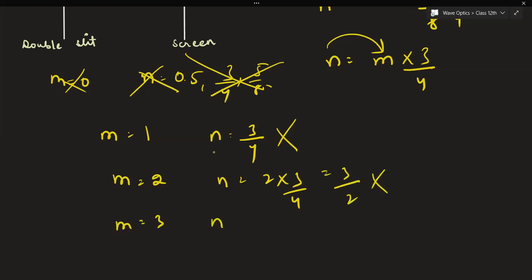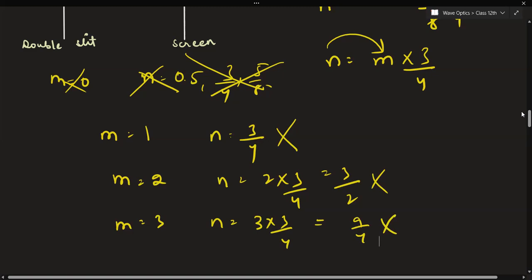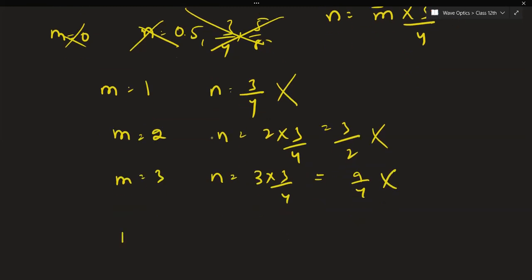M is equal to 3, n is equal to 3 into 3 by 4, that is 9 by 4, not acceptable. So once you put m as 4, you get 3 by 4 into 4. So 4 gets cancelled and this comes out to be 3. This n comes out to be 3.